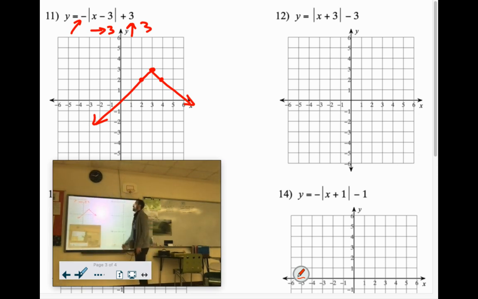Here, plus 3 grouped with it. That's left. Minus 3 not grouped with it. That's down. Left 3, down 3. Here we go. Up 1 over 1 in both directions.